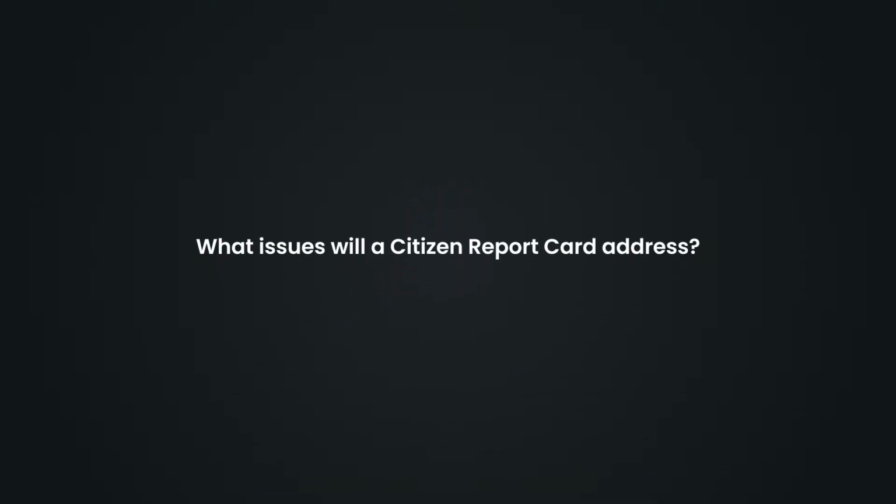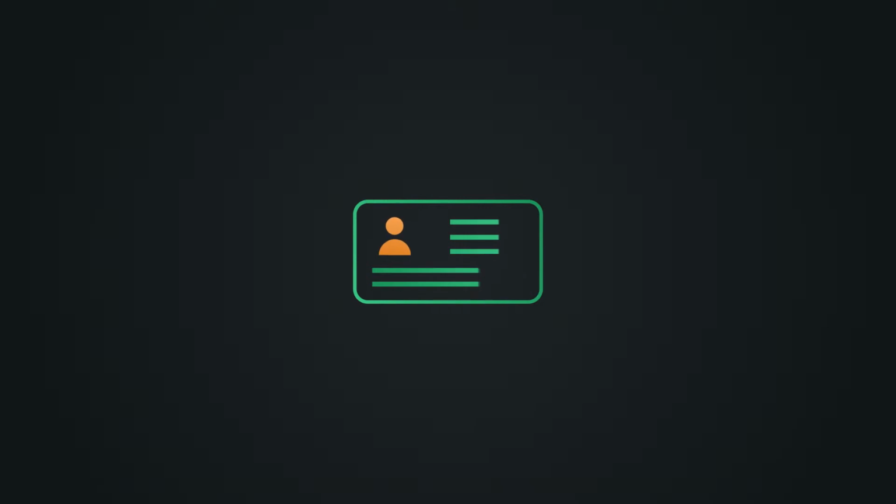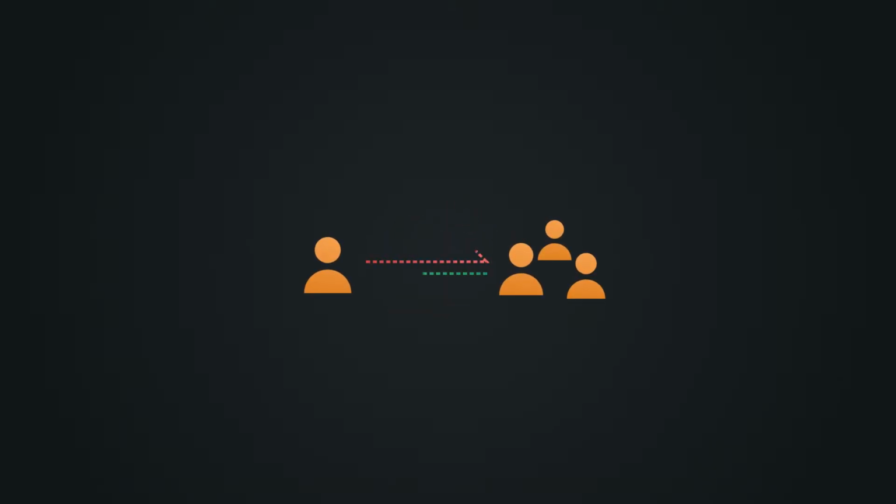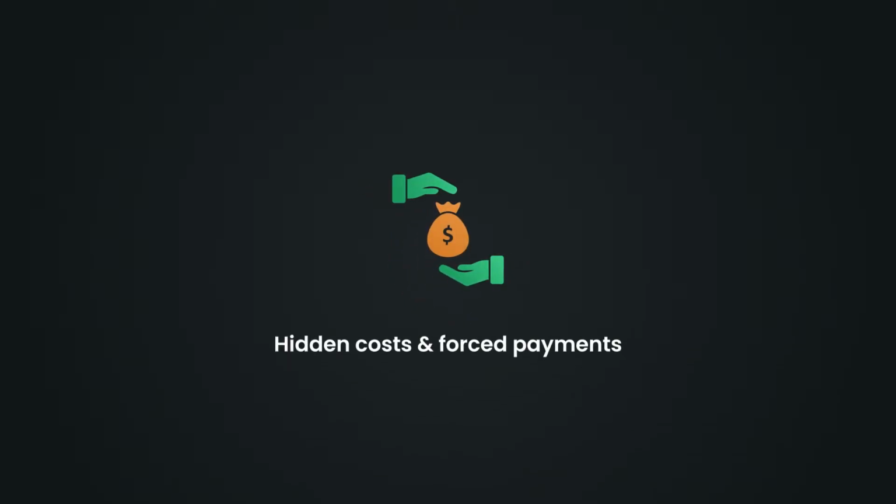What issues will a Citizen Report Card address? The CRC addresses critical themes in the delivery of public services, such as access to services, quality and reliability of services, problems encountered by users of services, and responsiveness of service providers in addressing these problems, transparency in service provision like disclosure of service quality standards and norms, and costs incurred in using a service, including hidden costs and forced payments. The CRC also provides a summative satisfaction score that captures the totality of critical service-related parameters.